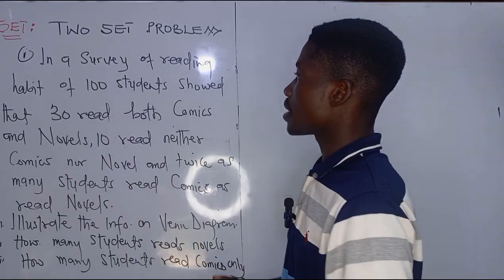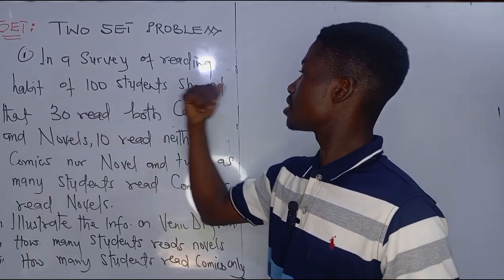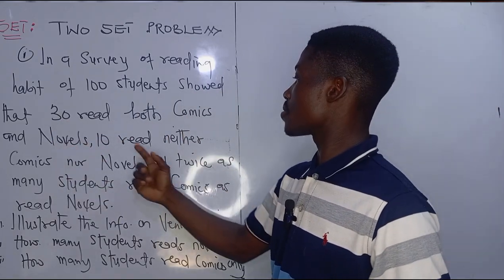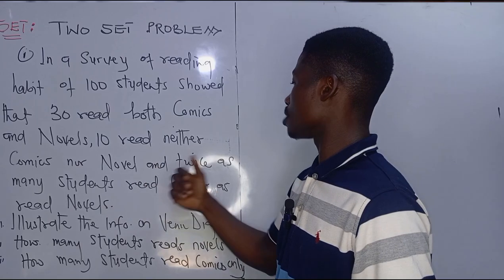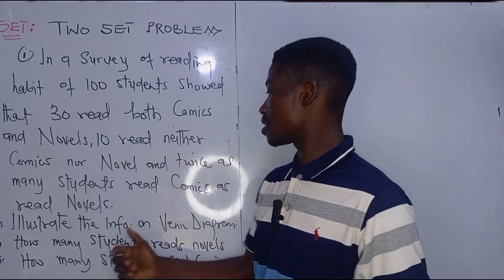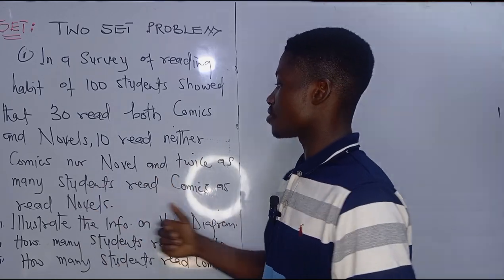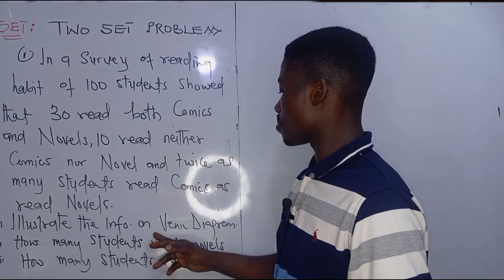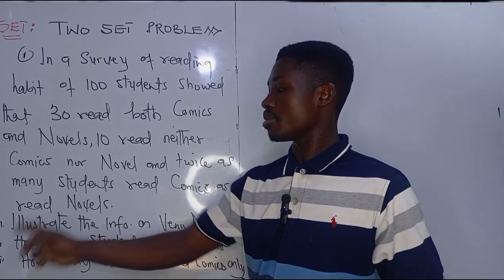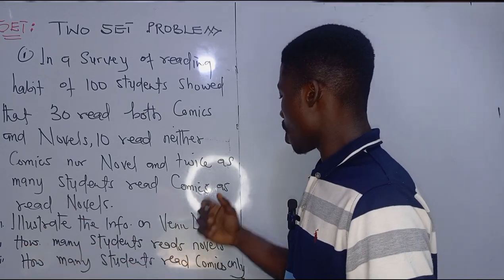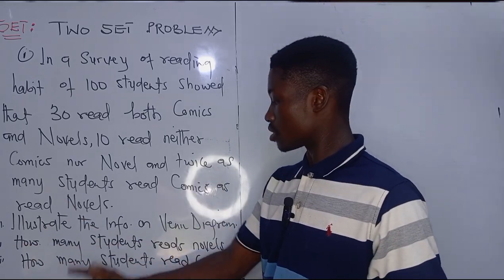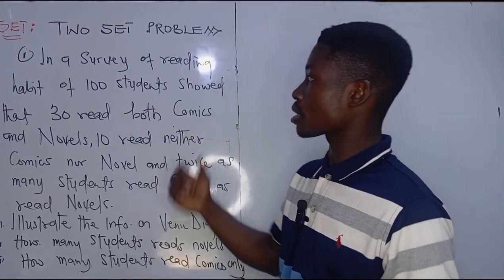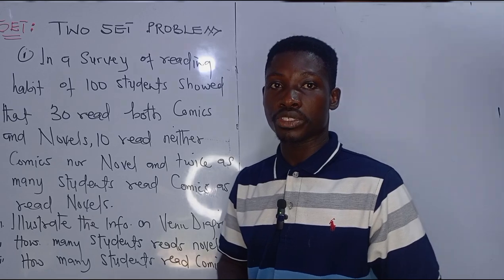A survey of reading habits of 100 students showed that 30 read both comics and novels, 10 read neither comics nor novels, and twice as many students read comics as read novels. Our task is to illustrate the information on the Venn diagram, then find how many students read novels, and how many students read comics only. So these are the questions for the day, and then we are going to solve it.